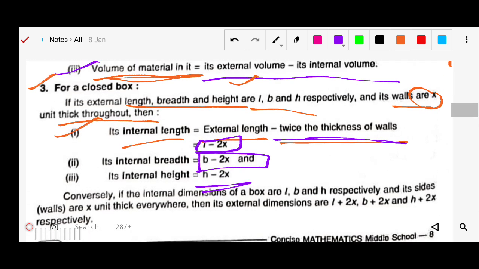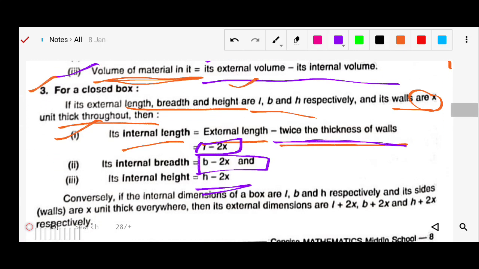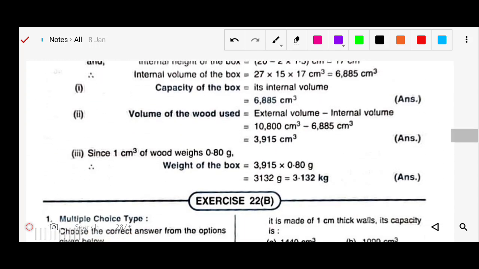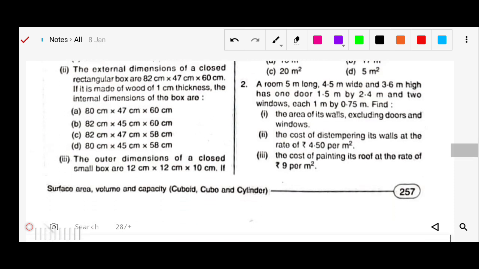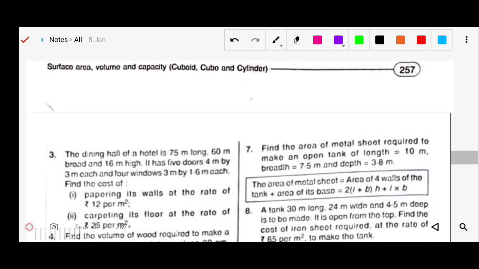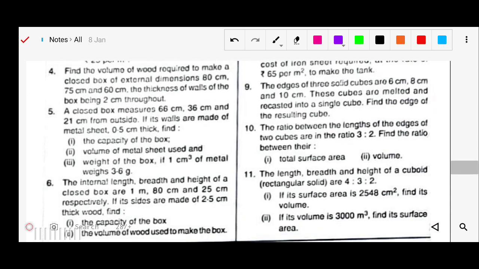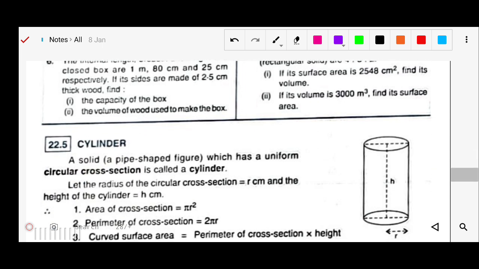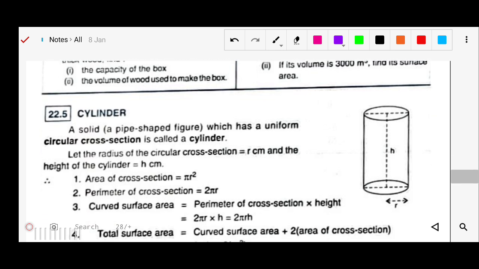As you can go through, the external volume and internal volume are for the closed box. Based on this, exercise 22b is there. I will give you the solution in the next class, and the solution PDF I have given also has the solutions, so just try it. If you have more doubts, we will cover them in the next class. First of all, solve all the examples of this chapter, then go for the exercise.